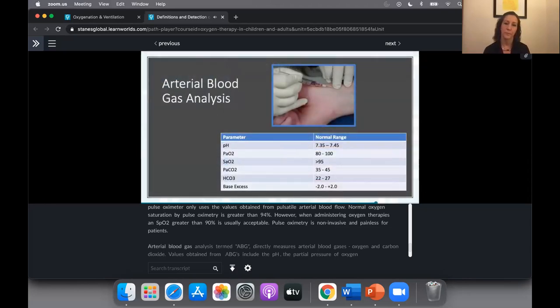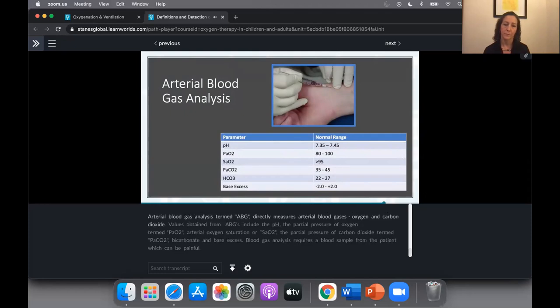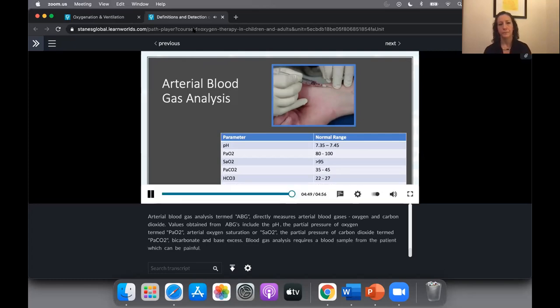Arterial blood gas analysis, termed ABG, directly measures arterial blood gases, oxygen, and carbon dioxide. Values obtained from ABGs include the pH, the partial pressure of oxygen, termed PaO2, arterial oxygen saturation, or SaO2, the partial pressure of carbon dioxide, termed PaCO2, bicarbonate, and base excess. Blood gas analysis requires a blood sample from the patient, which can be painful.